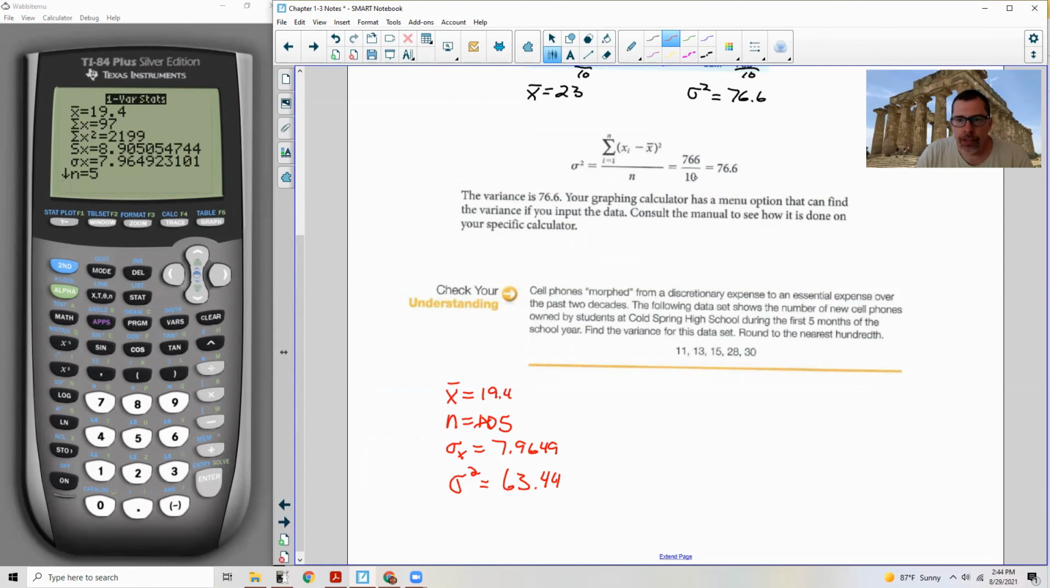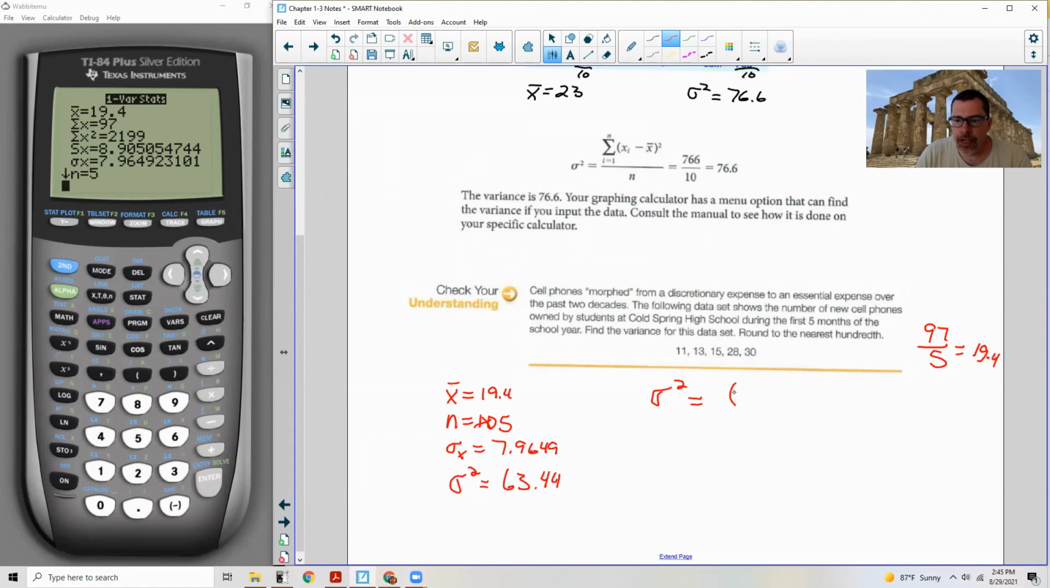Okay, so let's do this manually here. I'm going to say sigma squared, let's just check this, equals the sum of all of these. So X sub I, all of these, 11 plus 13 is 24, and 15 is 39, and 28 is 67, and 30 is 97. So we're going to take the sum of all of those values, 97, divided by 5, and that's the mean, and that would be 19.4.